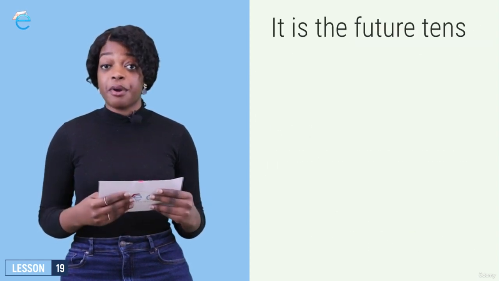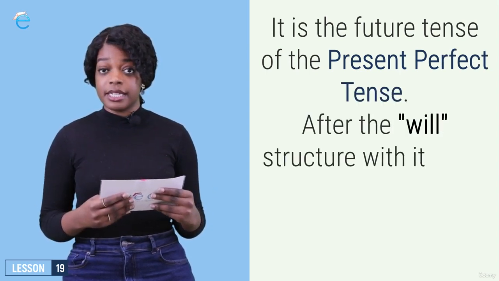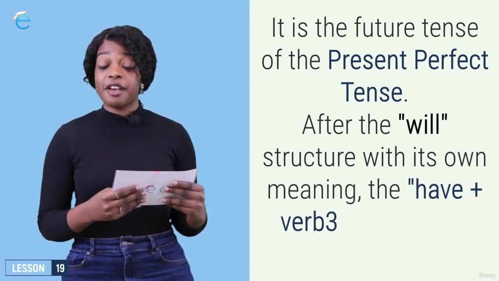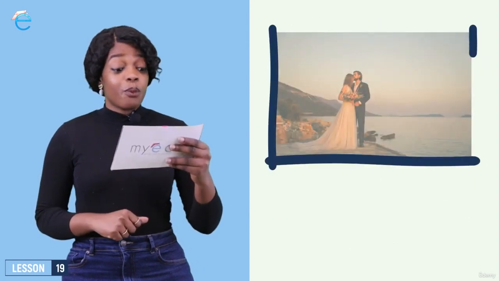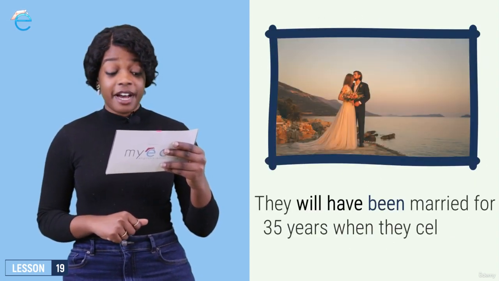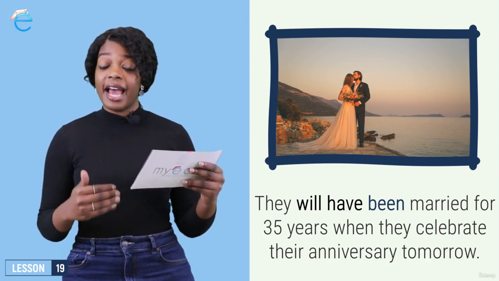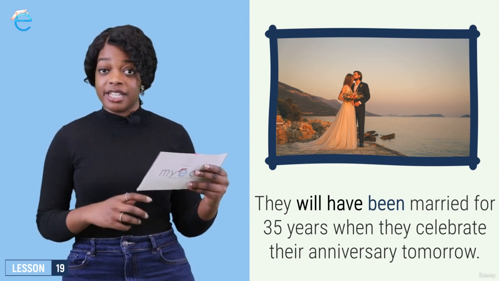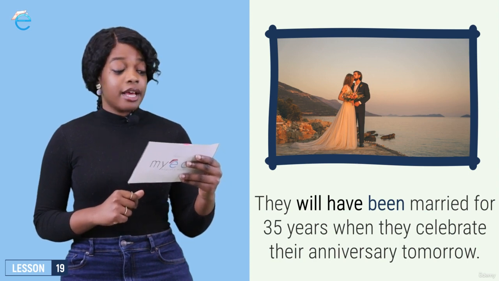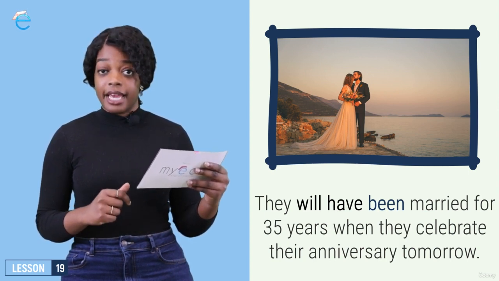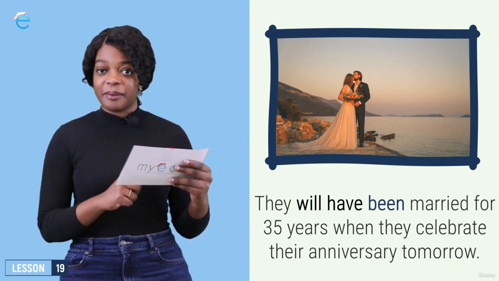To make the future perfect structure, we use will as we normally do with future tenses, and then we add have plus verb 3. Let's have a look at some examples. They will have been married for 35 years when they celebrate their anniversary tomorrow. Will have been. They is our subject. Will, again, a part of our future perfect structure. Have been, again, here is have plus verb 3. And the rest of our sentence, married.